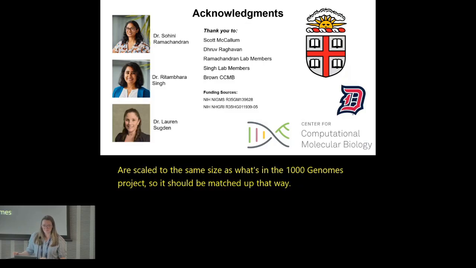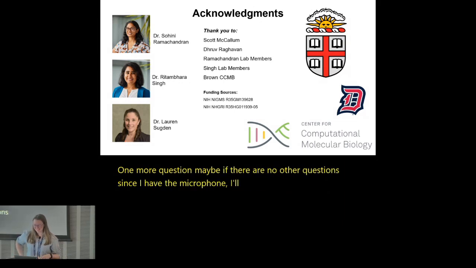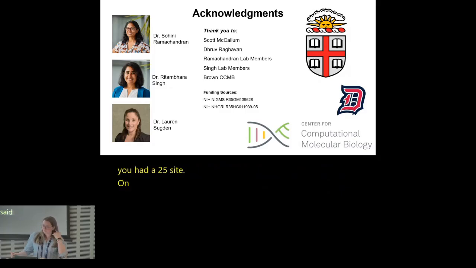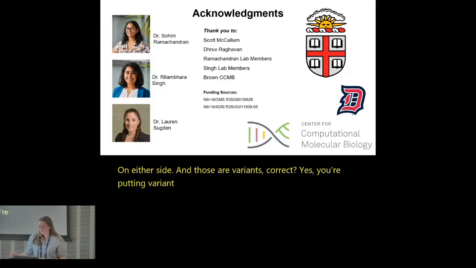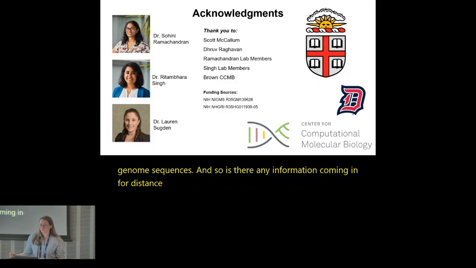Yeah, one more question, maybe. Well, if there are no other questions, since I have the microphone, I'll ask one. I just want to be clear about exactly what you're doing. You said you had 25 sites on either side, and those are variants, correct? So you're putting variant data into WINDEX, not whole genome sequences. Is there any information coming in for distance? You could be in a low recombination area.